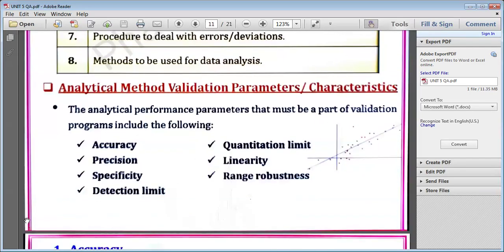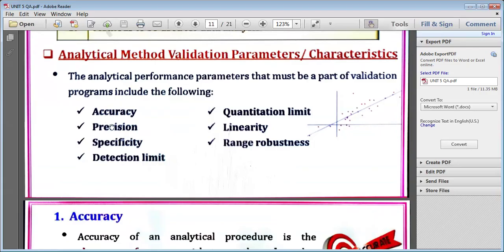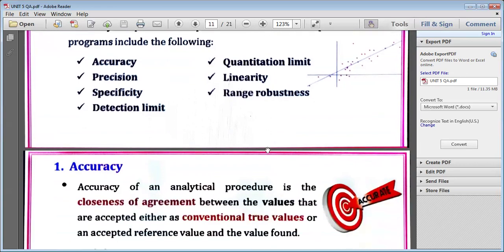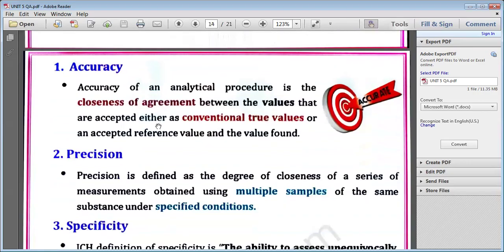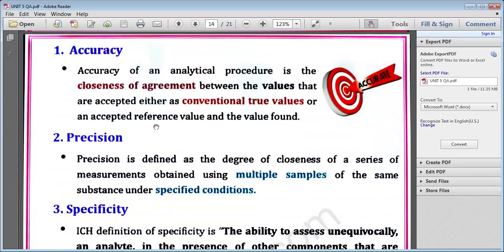So coming to the various analytical method validation parameters or characteristics, the parameters that have to be performed as part of validation programs include accuracy, precision, specificity, limit of detection, limit of quantification, linearity, robustness, ruggedness, and the range. We all know and have studied the definition of accuracy in the first year of pharmacy itself. The accuracy of an analytical procedure is the closeness of agreement between the values that are accepted either as conventional true values or as accepted reference values and the values that are found.